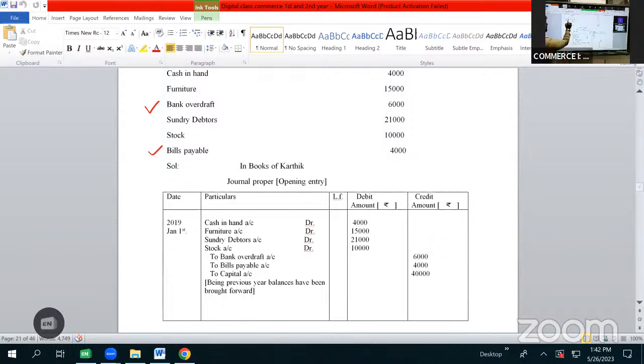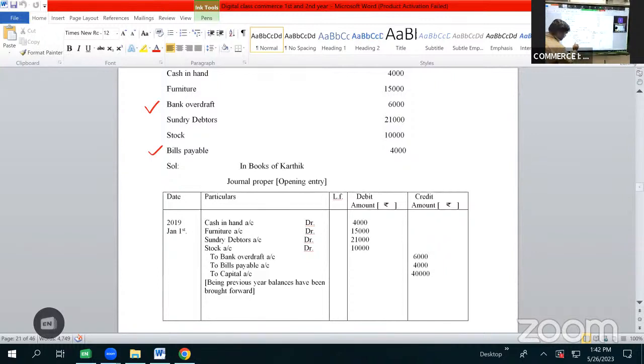So now, posting these 2 credit balances after completing all the debits one after the other, we'll be posting them on credit side as to bank overdraft, and the amount 6,000 will be posted on credit side as 6,000 rupees. Then we have bills payable 4,000. Even this is a liability, so it will be posted on credit side as to bills payable account 4,000 rupees.